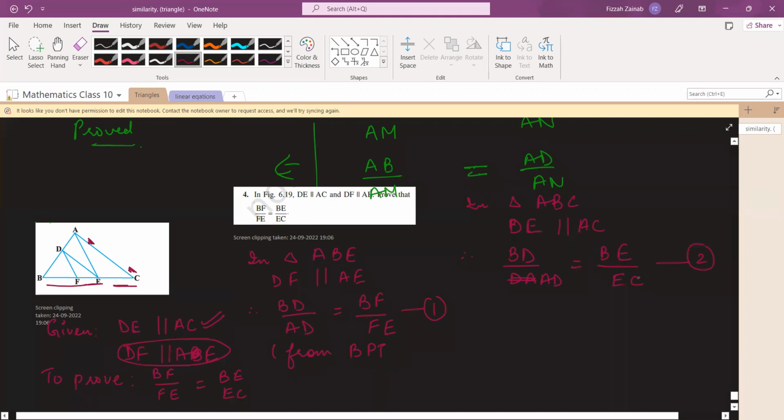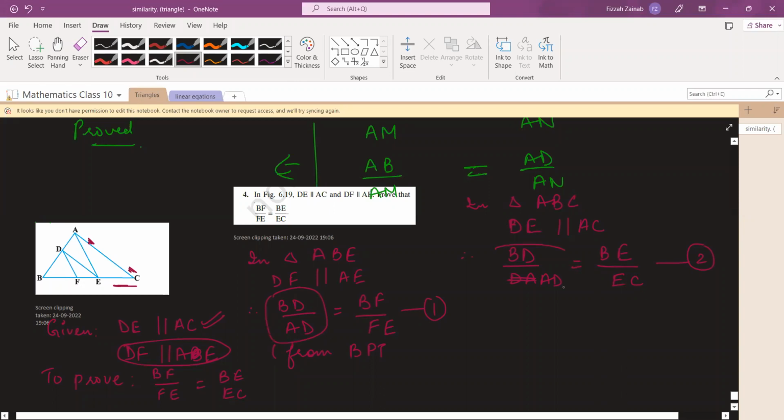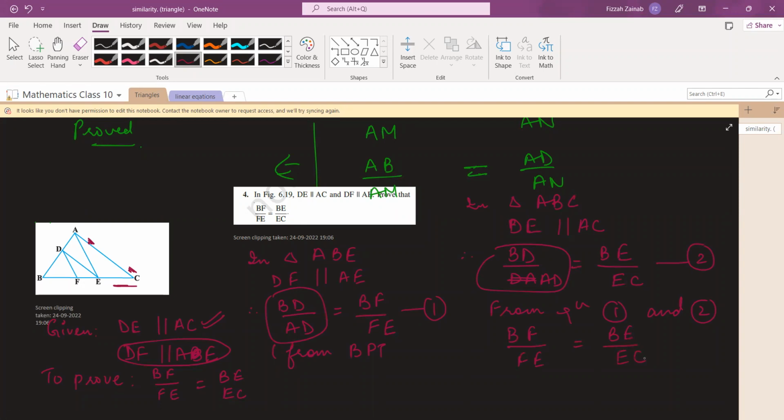Now you can see both equation 1 and 2, this LHS is same, right? So therefore we can say from equation 1 and 2, RHS is also same. That means BF upon FE is equal to BE upon EC. That's it. This is what you have to prove.